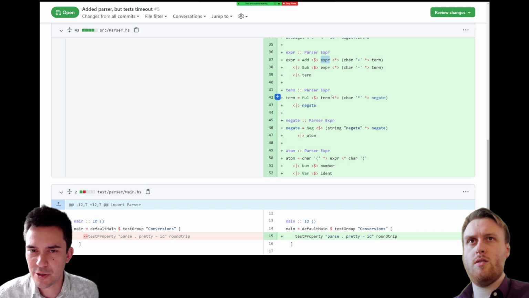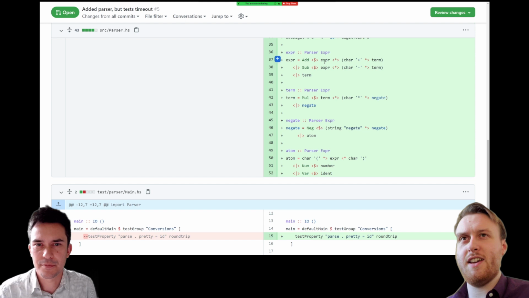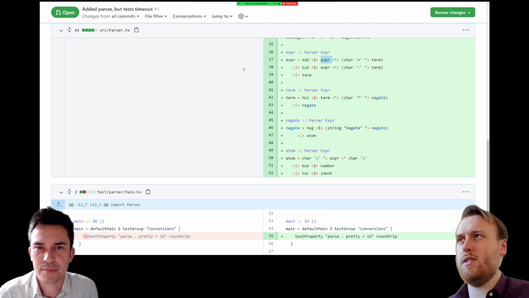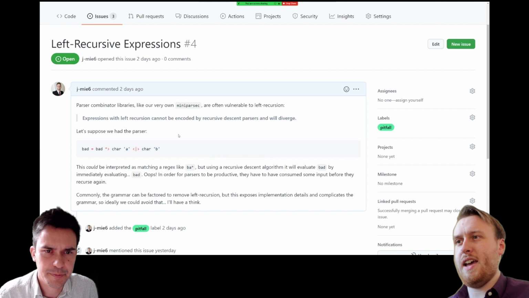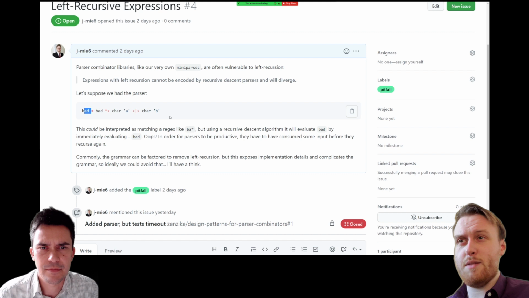Right. I think I know what the problem is here. I think it's left recursion. Let me elaborate a little bit. I've got an issue that will help clear this up. So hang on, left recursion in the expr term? Yeah, in the expr term. In fact, also in your term as well. So this is the problem you've got, basically.